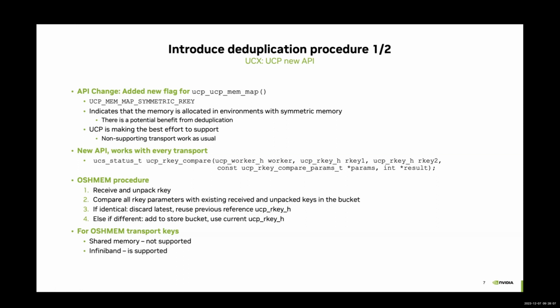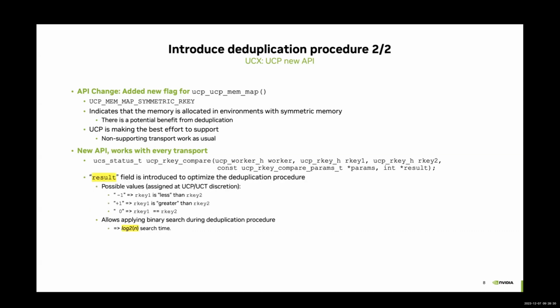The way it works for shared memory, it's always showing that the keys are different, so it never tells us that they're the same. And for InfiniBand, when it is supported, we try to show that our keys are the same.